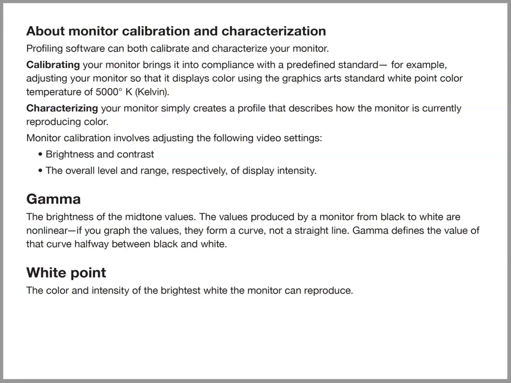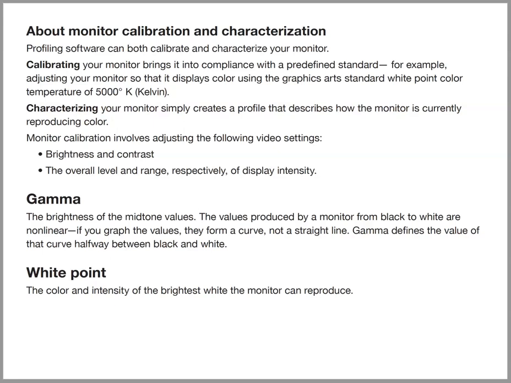Characterizing your monitor creates the profile that describes how your monitor is displaying or reproducing the color. So monitor calibration involves both. You have to adjust the brightness and contrast and the overall level, range, and intensity of your display to that target, and you come up with a profile that you can then use that is going to be accurate.